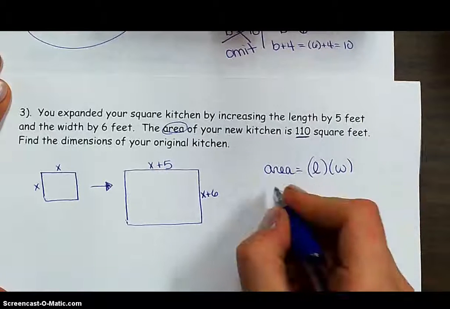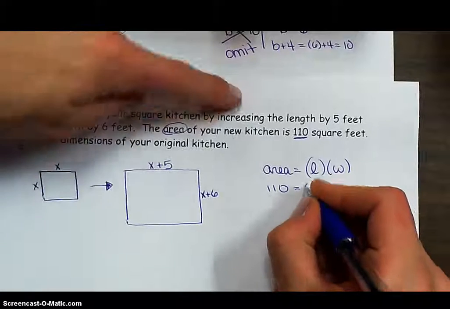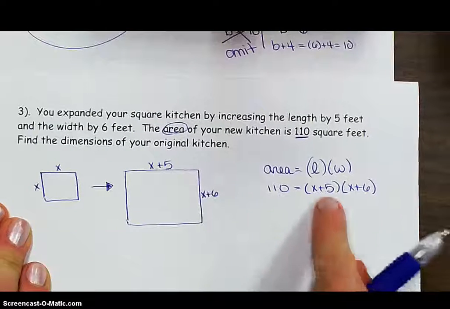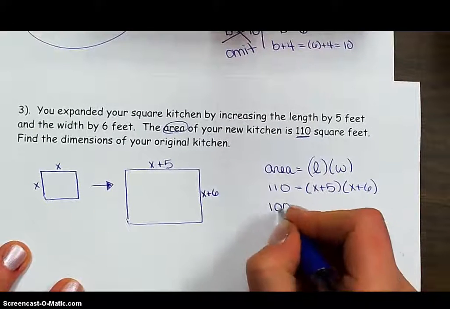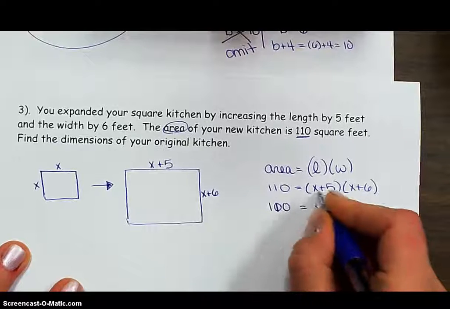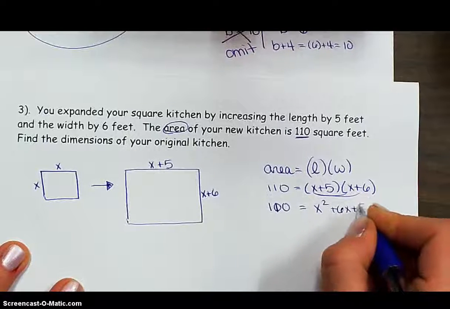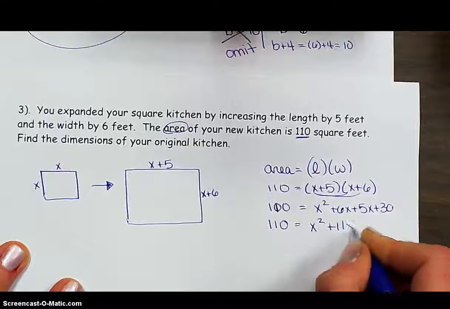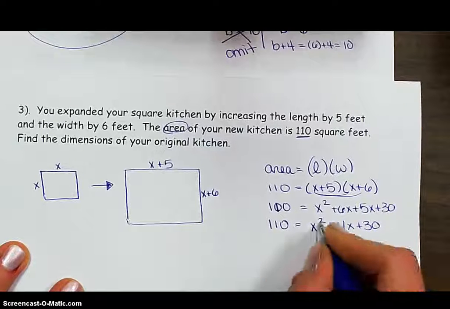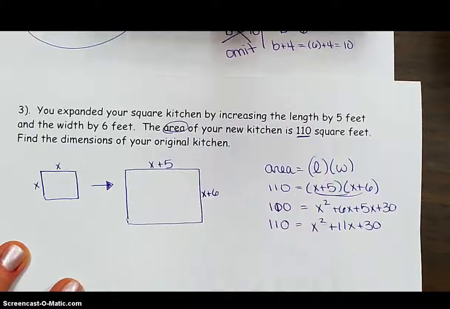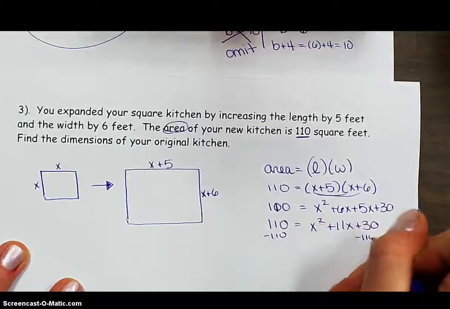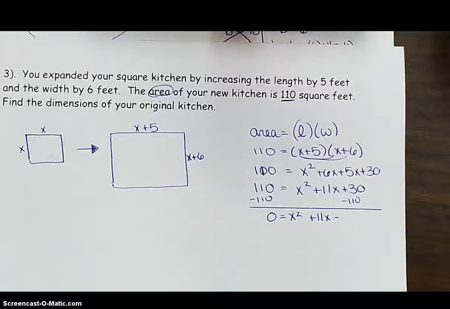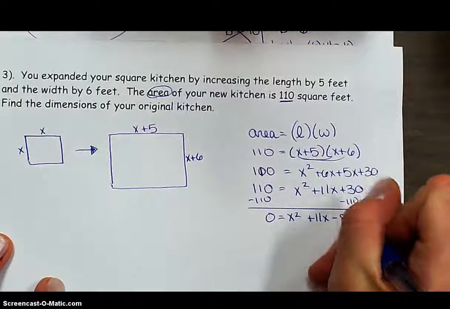So now we're going to fill it in. So the area is 110. We know the length is x plus 5 and x plus 6. So now we're going to use our long distribution and simplify that side. So 110 is equal to x squared plus 6x plus 5x plus 30. So 110 is equal to x squared plus 11x plus 30. So then we have x to the second power, so there's two answers. We set the whole thing equal to 0. So we subtract over the 110, and we get 0 is equal to x squared plus 11x minus, so let's take a look, 30 minus 110, and we're going to get negative 80.